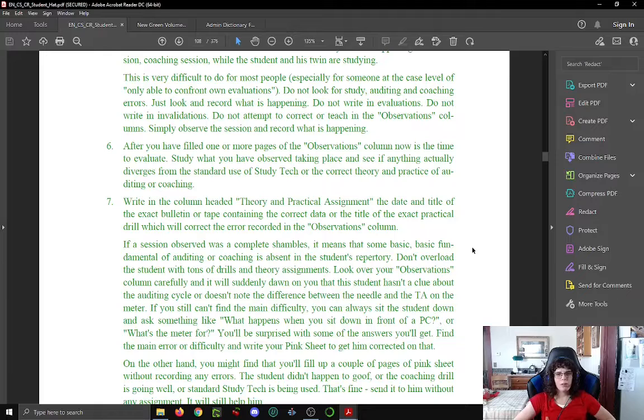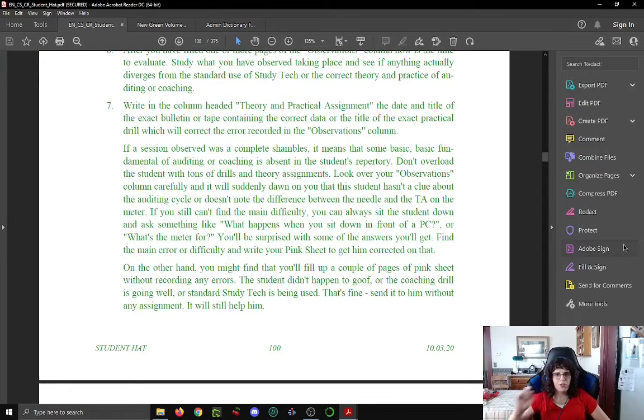7. Write in the column headed Theory and Practical Assignment the date and title of the exact bulletin or tape containing the correct data or the title of the exact practical drill, which will correct the error recorded in the observations column. If a session observed was a complete shambles, it means that some basic fundamental of auditing or coaching is absent in the student's repertory. Don't overload the student with tons of drills and theory assignments.